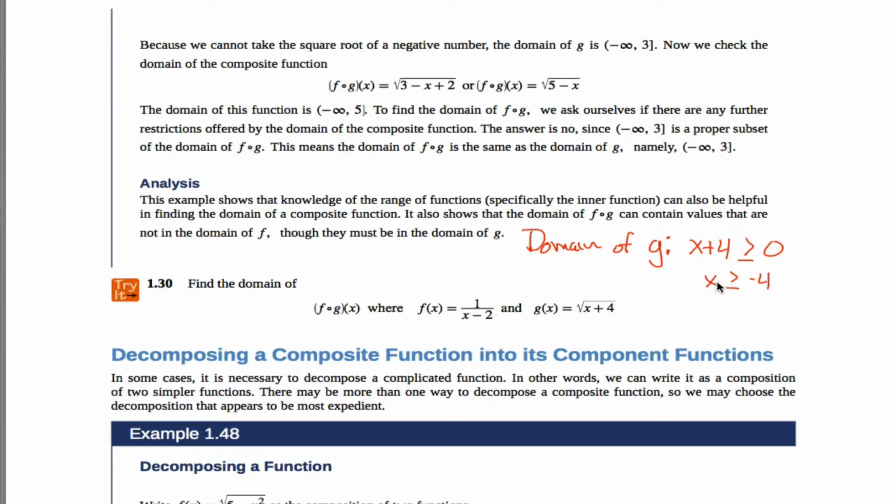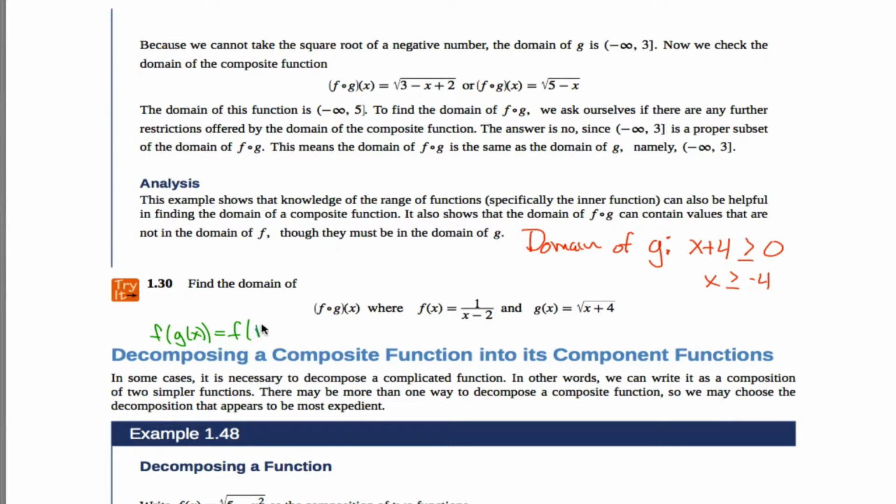So the domain of g is all values of x greater than or equal to negative 4, but that's not the domain of the composite function. To figure out the domain of the composite function, I need to first figure out what f of g of x is. And the way I'll figure out f of g of x is I'll start from the inside and work my way out.